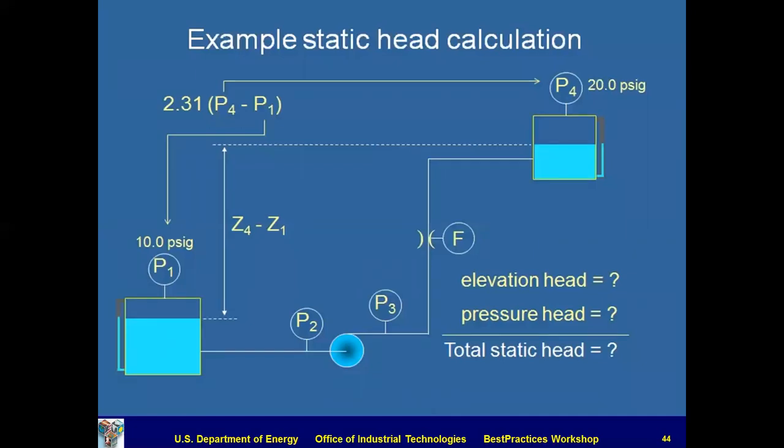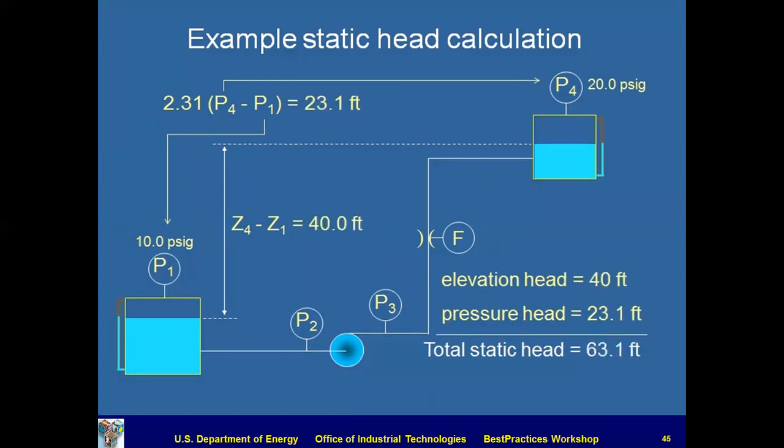So we're kind of showing the same thing here. We put some numbers on pressure. We're saying P4 is 20 and P1 is 10, so we have some numbers to plug in there. Here, we also have the elevation difference. So P4 minus P1 is 10 PSIG times 2.31, which is 23.1 feet. And the elevation difference is 40 feet. So we add those together and we get a total static head of 63.1 feet. So I think that should be fairly clear to you.